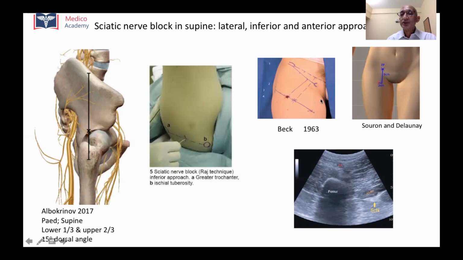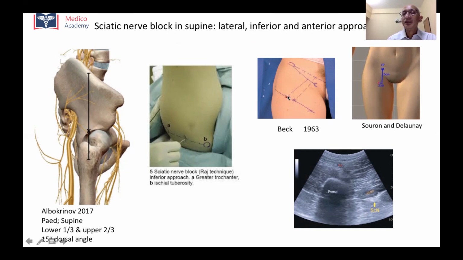The anterior approach is useful sometimes when the patient cannot be moved because of injury. And Beck described it in 1963. He joined the ASIS to the pubic tubercle, and from the medial 1/3 and lateral 2/3, he dropped a perpendicular on this line, joining the greater trochanter to the lesser trochanter, which is actually running parallel to this first line.